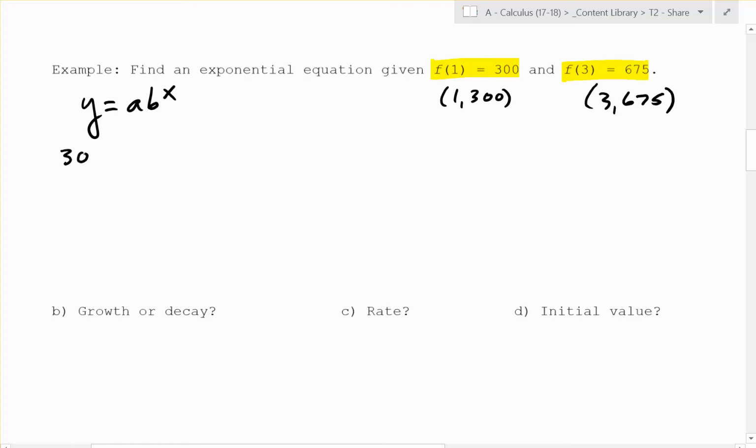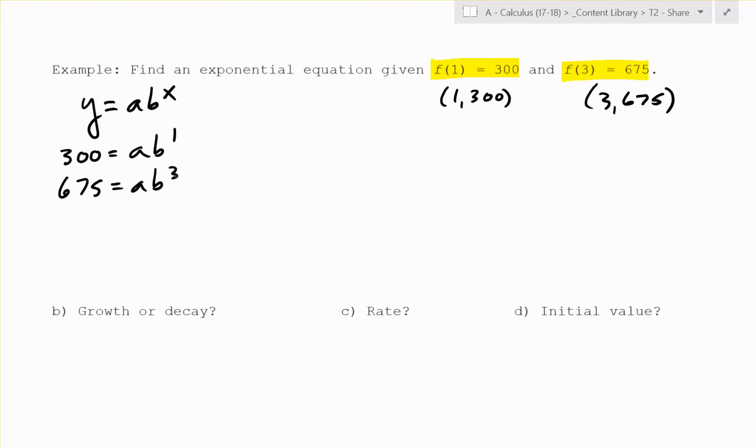So first we know when the output is 300, x was 1. And when the output is 675, x was 3. So you have 2 equations and you're solving for a and b. You want a and b. So what you can do at this point is divide these 2 equations.